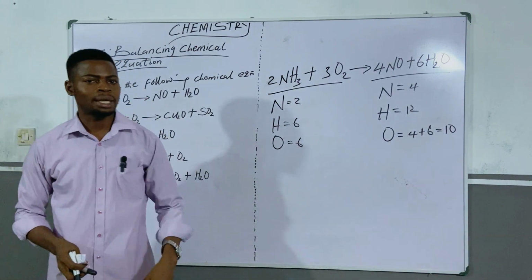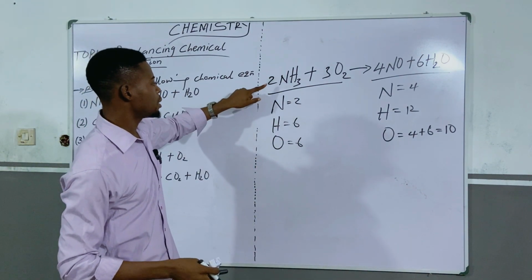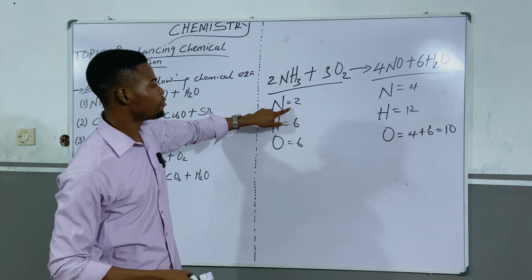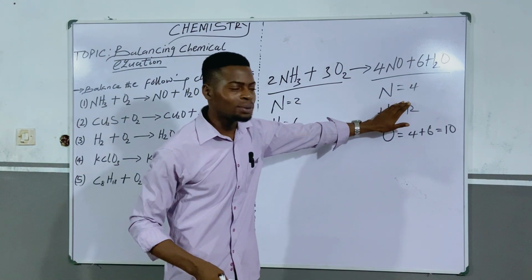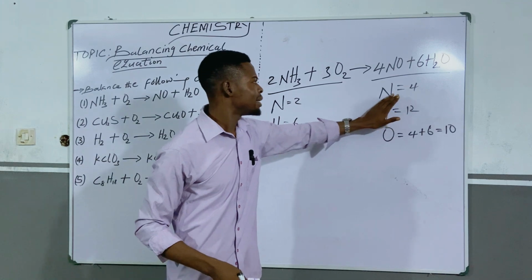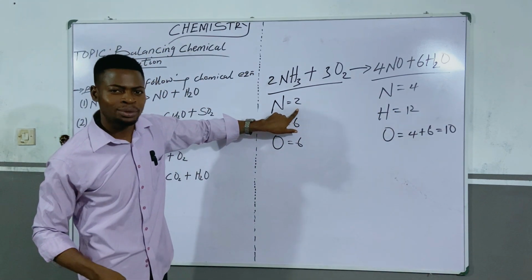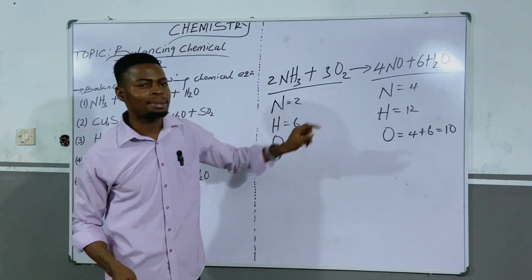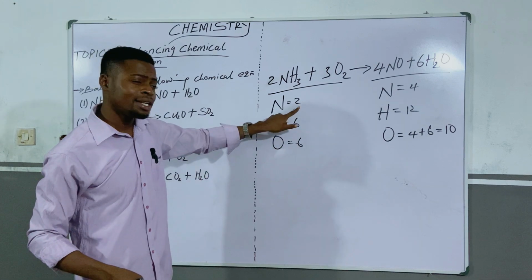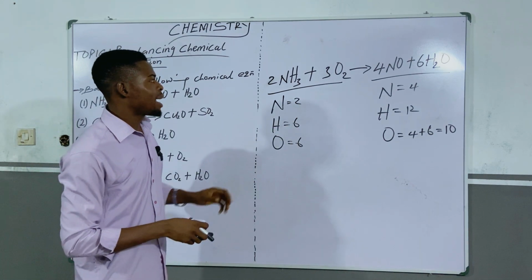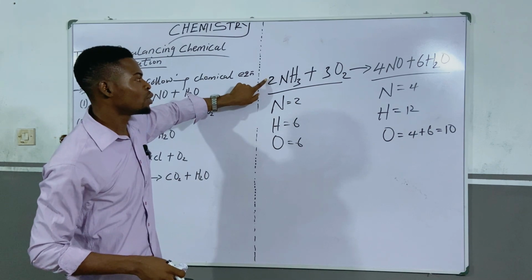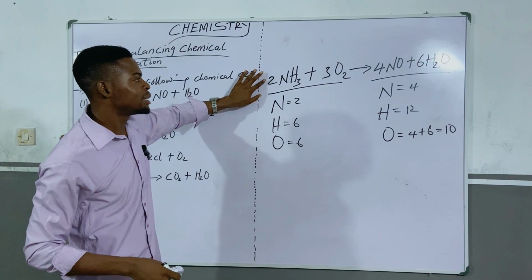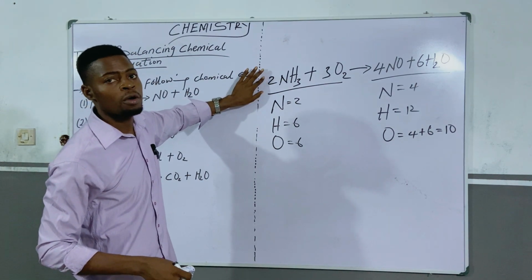Okay, look at what I mean. Now here I have 4 nitrogen at the reactant and I have 4 nitrogen at the product side. That means I need 2 more nitrogen here to balance my nitrogen at the product. I need 2 more. So I have to change these 2 or put a number that will give me 4 here.